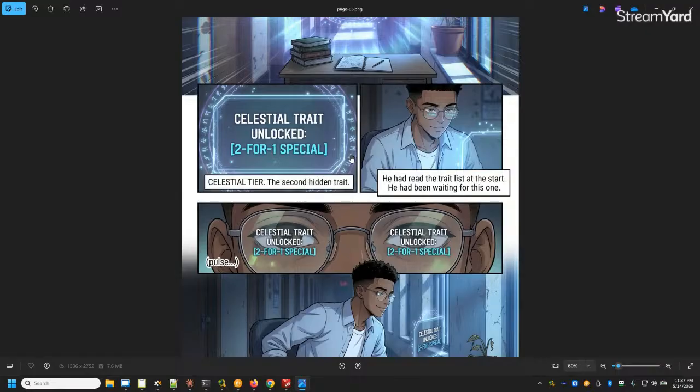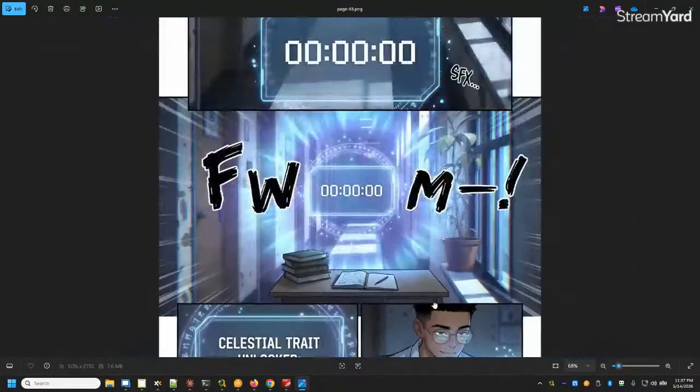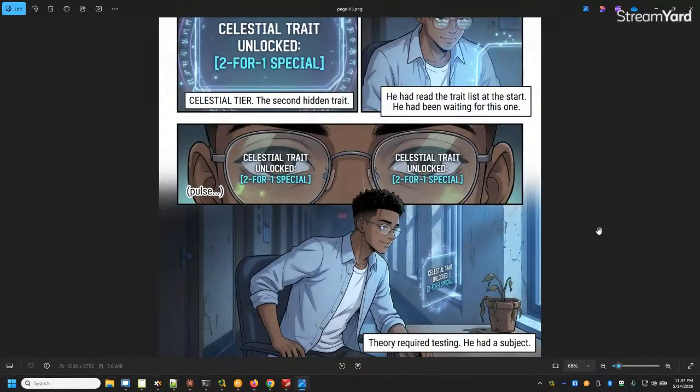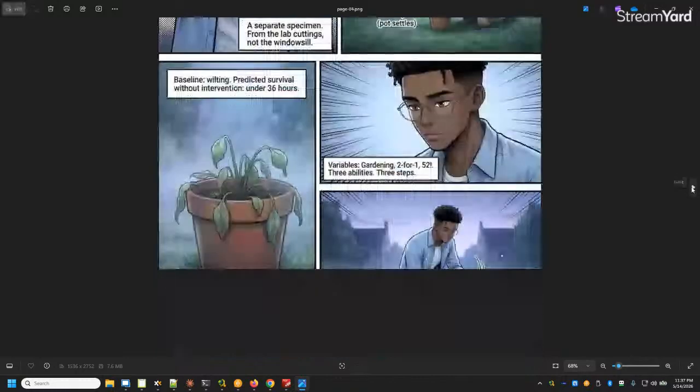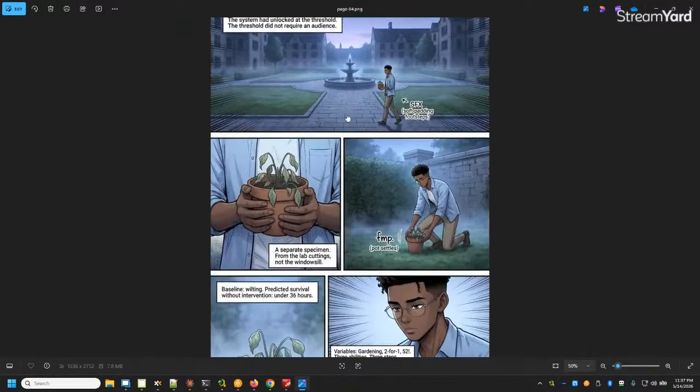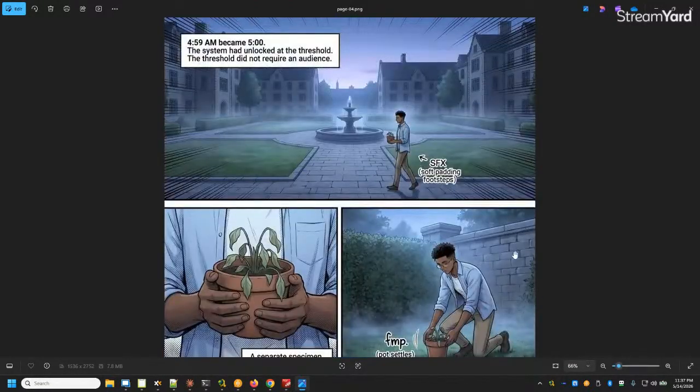I guess after a certain amount of time, the bot says you're going to get the trait. Okay, fine. He's looking at the system screen. Okay. They did the reflection roll, but okay. Theory required testing. He had a subject. All right. And 4:59 became 5 o'clock. The system had unlocked at the threshold. The threshold did not require an audience.